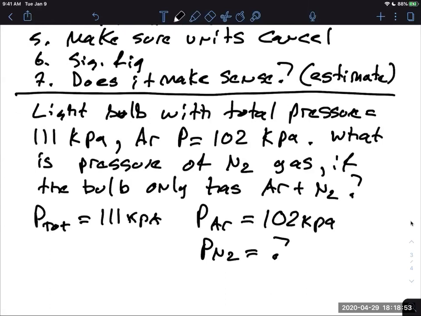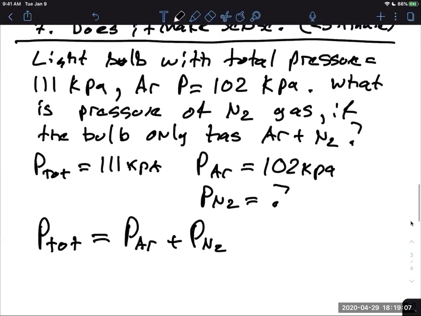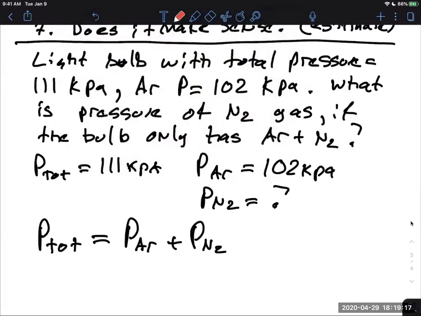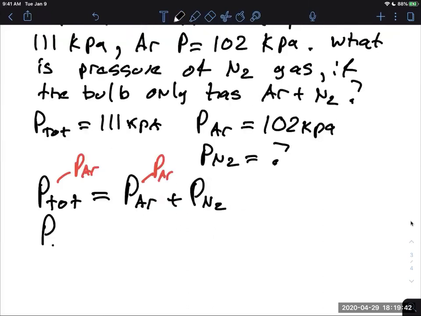For me, the best equation would be the simple one. P total is equal to P argon plus P nitrogen. Then I want to rearrange. How would I get the partial pressure of nitrogen by itself? Would I multiply or divide? I think I would subtract, because it's a sum. I'm going to subtract the partial pressure of argon from both sides. The partial pressure of nitrogen is equal to P total minus partial pressure of argon.